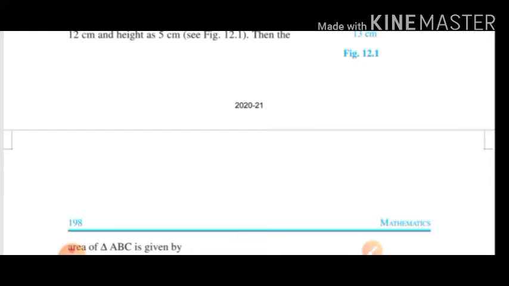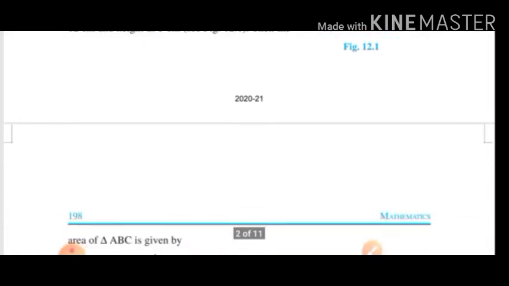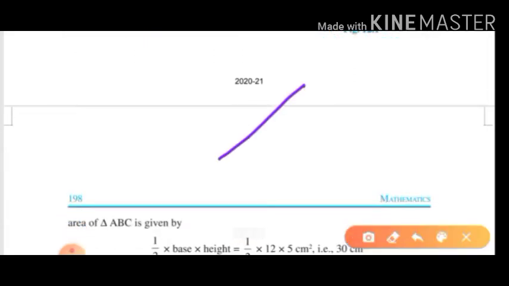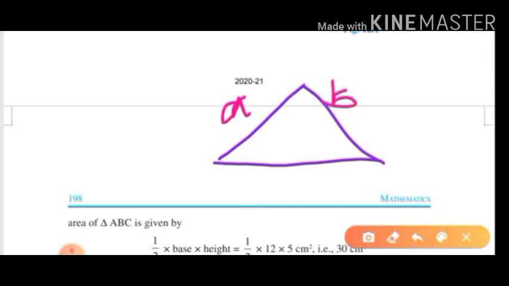Now how Heron's formula will help us is that you can find the area of any triangle if you know the measure of the three sides. That means you can find the area of a triangle with the help of the measure of the three sides.